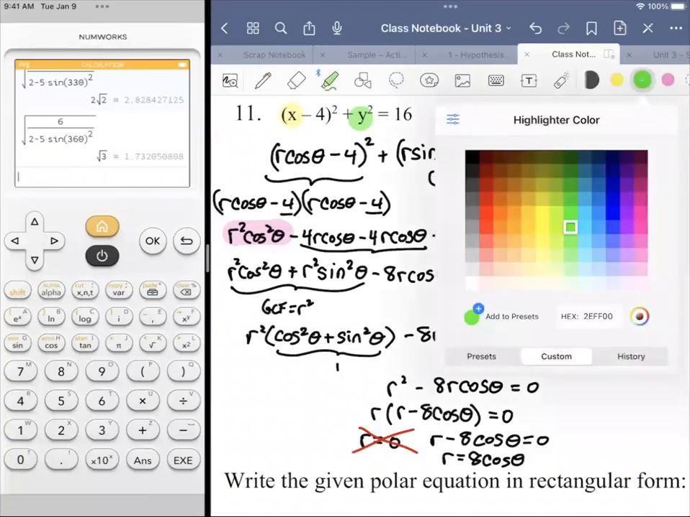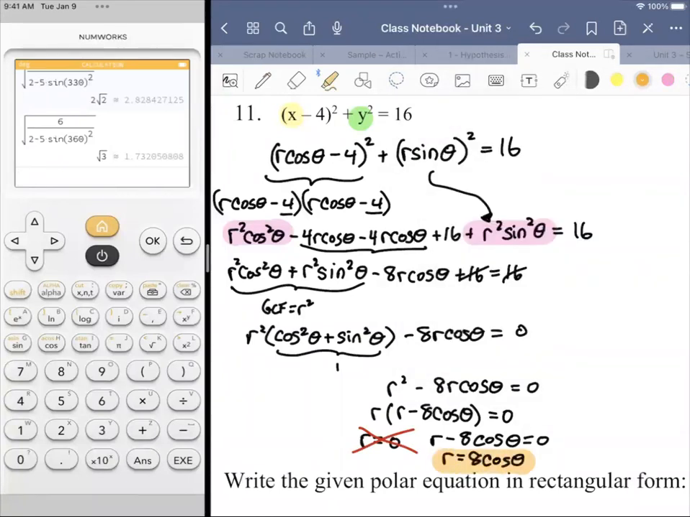Now, you might have recognized that this shares a similar structure to two of the examples that we did on the previous page, right? So the equation here is a circle with center of 4, 0 and a radius of 4.